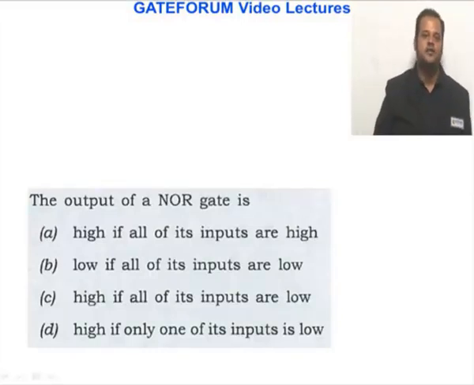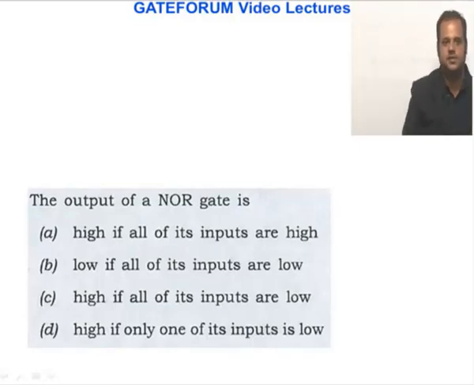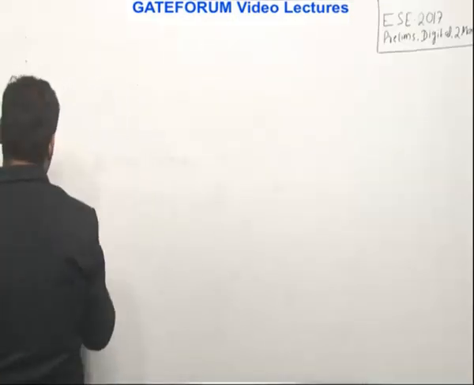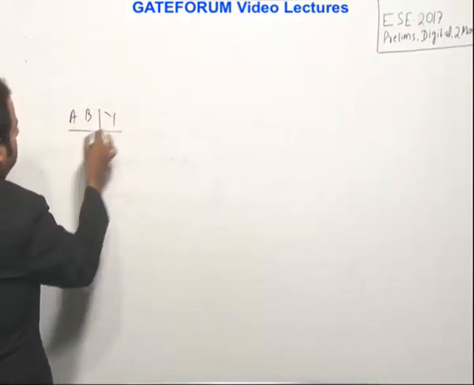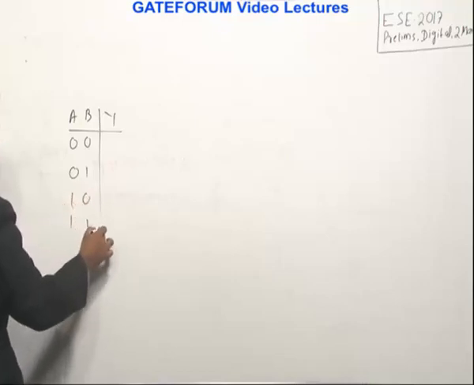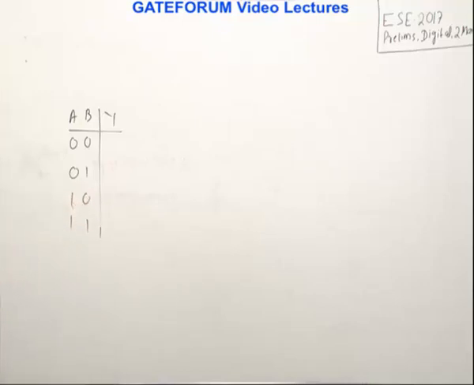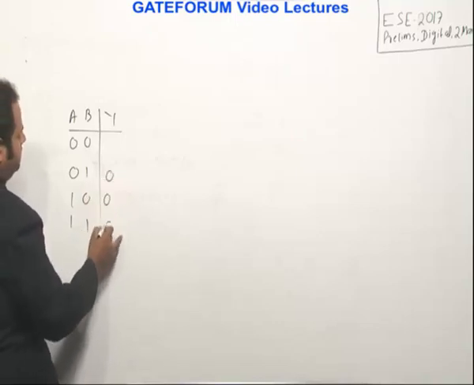The output of a NOR gate, the options are set like high if all inputs are high, low if all inputs are low, like this. So it's a very basic standard question. You can take a 2 input NOR gate case. What is the property of an OR gate? If any of the inputs is 1, the output is 1 in the OR gate case. Now in the NOR gate case, what should happen? If any of the inputs is 1, the output should be 0. So whenever any of the inputs is 1, the output should be 0.